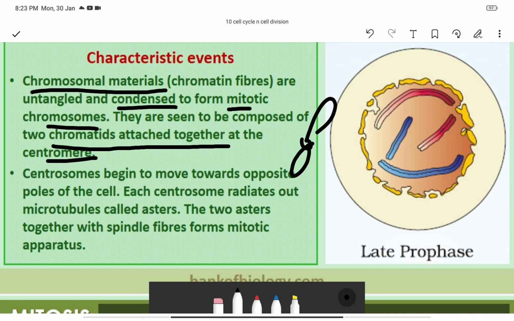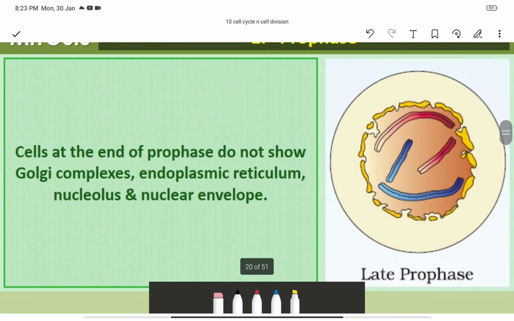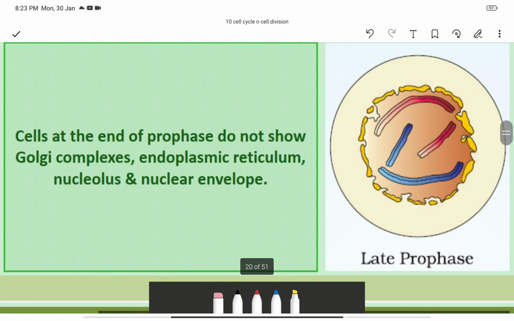Centrosomes begin to move to the opposite poles. Each centrosome radiates out microtubules called asters, and two asters together form the spindle fibers, forming the mitotic apparatus. The mitotic apparatus is also formed in the prophase of mitotic division. Cells at the end of prophase do not show the Golgi apparatus, endoplasmic reticulum, nucleolus and nuclear envelope. These are the main characters of prophase.